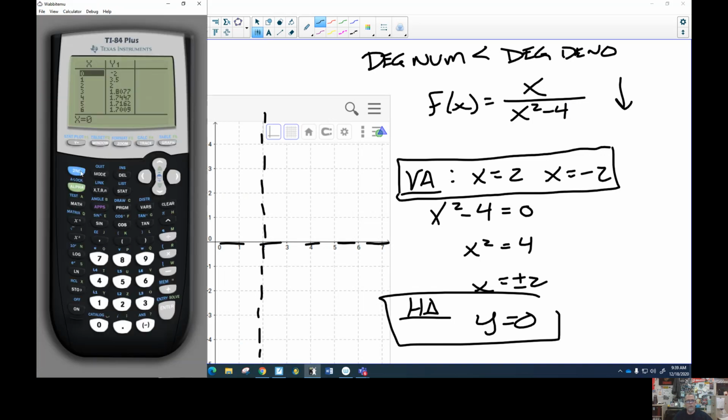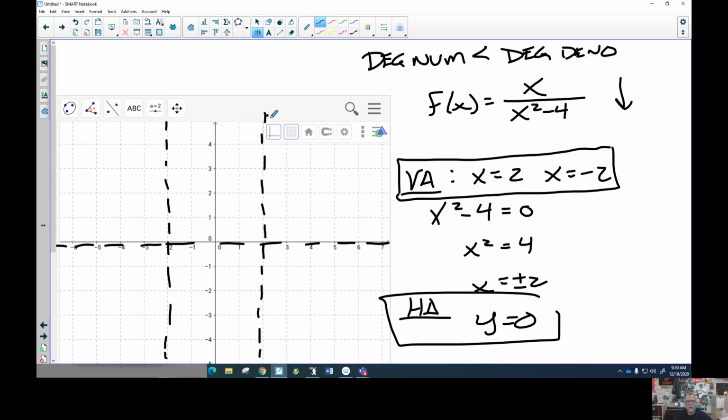Well, this is where we go back to here. Let's go into y equals, clear that out, and let's do this one. We can do x divided by x squared minus 4. And I'll do a standard zoom on this. And here we go. So we see that asymptotic behavior on this side, and this side. And then we look like we're going through 0, 0.